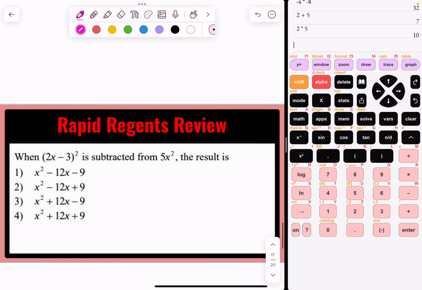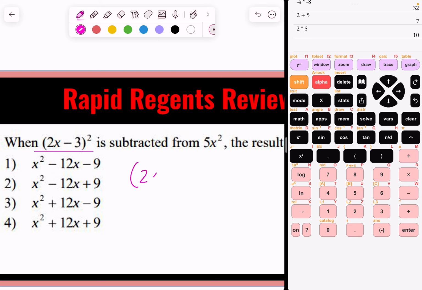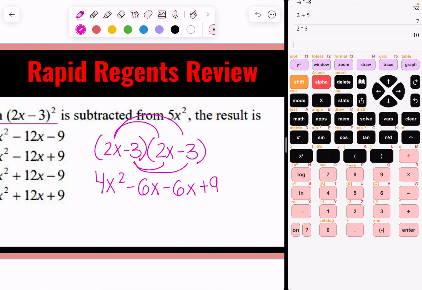Alrighty. I just want to do a rapid Regents review. When this, right here, let's start with that, 2x minus 3 squared, that means we need to write that twice. Let's multiply that. 2x times 2x is 4x squared. 2x times negative 3 is negative 6x. Negative 3 times 2x is negative 6x. And negative 3 times negative 3 is positive 9. Let's put together the like terms. We'd be left with 4x squared. Then negative 6 minus 6 is negative 12x plus 9.